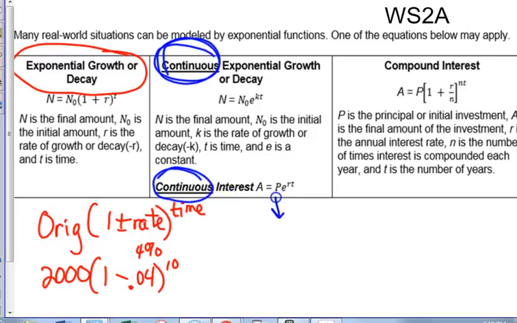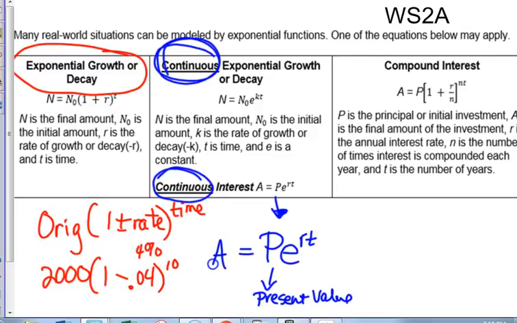This is the one that will be on the next quiz, which is PERT. P actually stands for principal, but most of us think of it as present value. It's what you started with. I think I might let you use a formula sheet, but if you do your homework and take the notes, you'll have used those 3 formulas enough, you'll be fine. I promise. But A is future value, or the amount in your account.